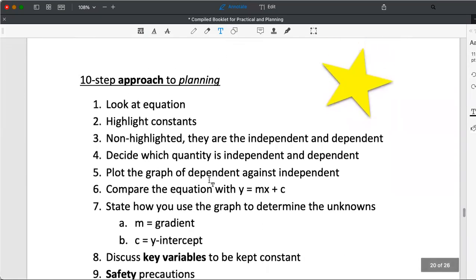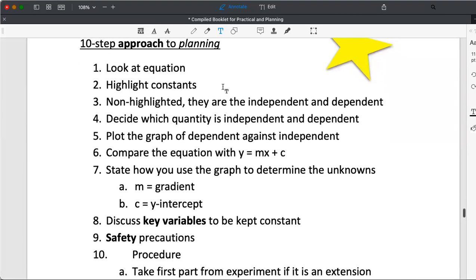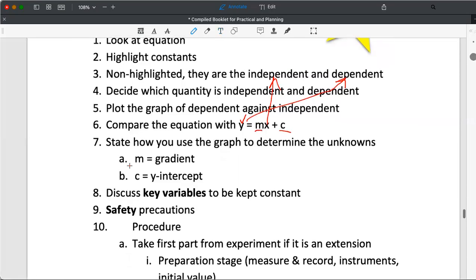So I have also listed out the 10-step approach to planning, which may be helpful. Like number 1, look at the equation they give you and see what are the constants. Highlight the constants. The non-highlighted one, for example, I can't think of the equation now, but it's something like in the format of y equal mx plus c. So when you look at this, you highlight the constants m and c. This one will be the non-highlighted quantity. So this will be the dependent variable that you are measuring whenever you change the independent variable x here. Okay, then you plot a graph, compare, and state how you use the graph to determine the unknown.